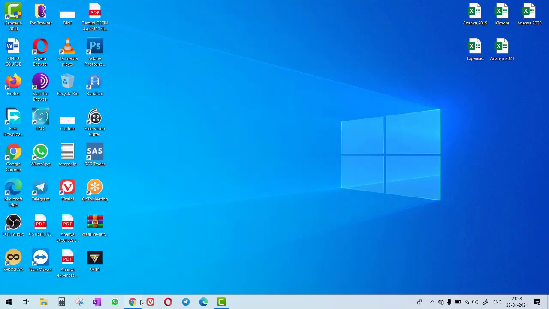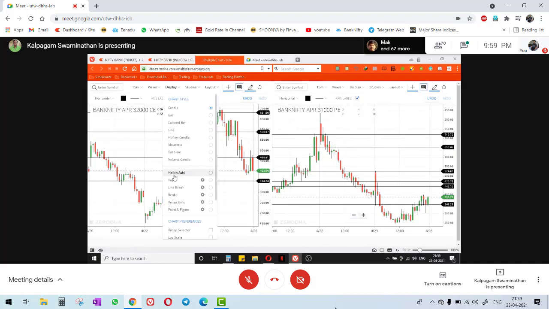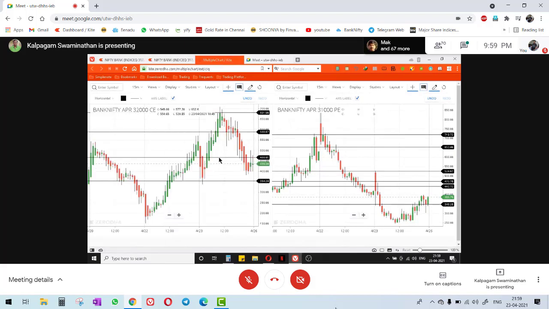Now, as far as the Heiken Ashi system goes, there are some simple rules you need to follow. Number one, if there is a green Heiken Ashi candle, don't ever think of buying. You will only think of selling against a green candle. When you have a red Heiken Ashi candle, you will look for a buying opportunity.